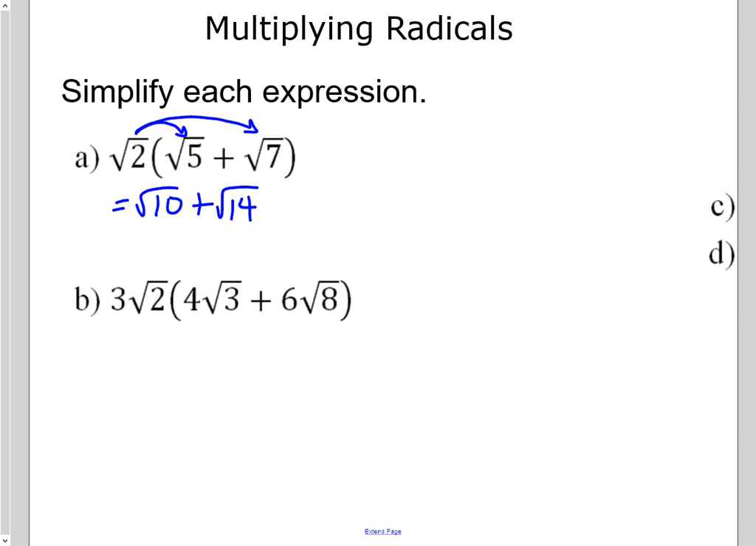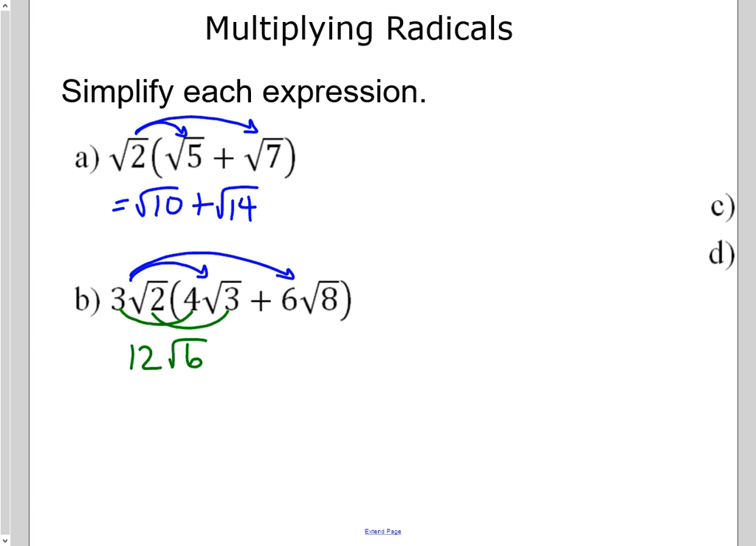Okay, so here's what I was talking about with coefficients, leading coefficients and radicals. You're going to end up multiplying the 3 and the 4 together and the root 2 and the root 3 together, okay? So numbers, like coefficients, to coefficients, radicals to radicals. So 3 times 4 is 12. Root 2 times root 3 is going to be root 6.